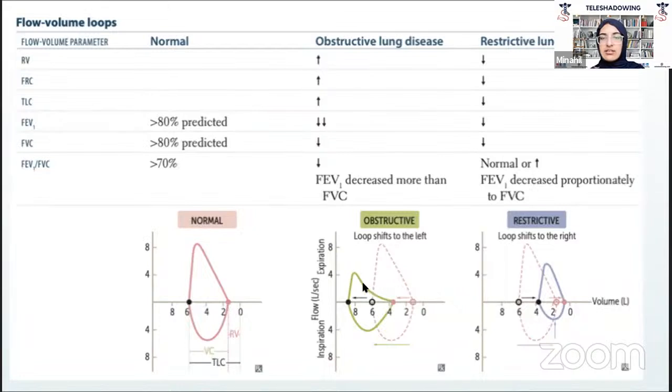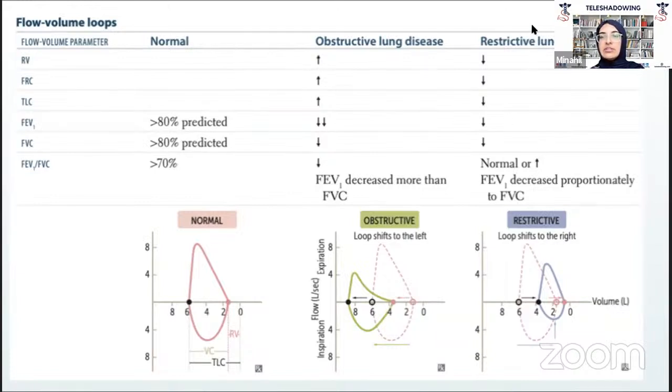It's not linear, it's a concave descent. And that actually reflects obstructive airflow during expiration, or breathing out. So the FEV1 is much more decreased than the FVC, although the FVC is also decreased. And then the residual volume, the FRC, and the total lung capacity all increase due to the air trapping and the hyperinflation.